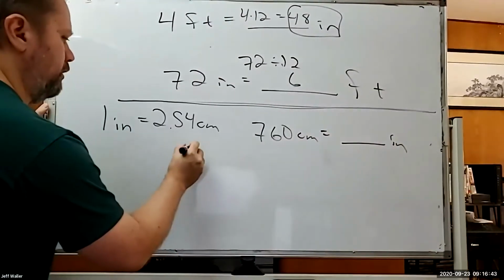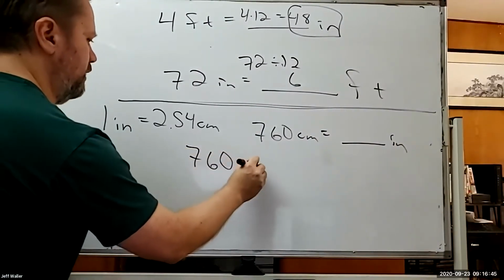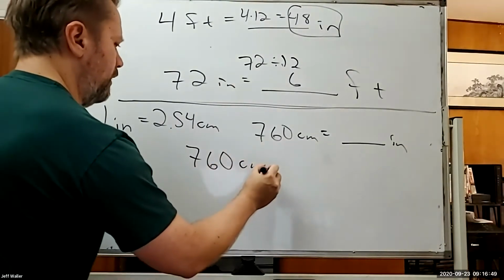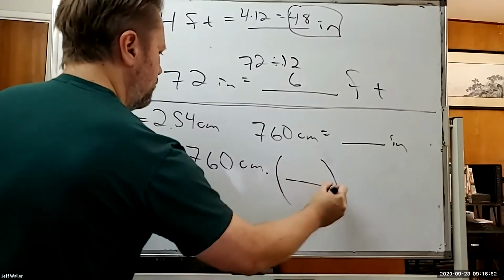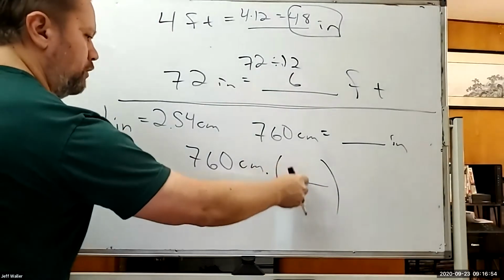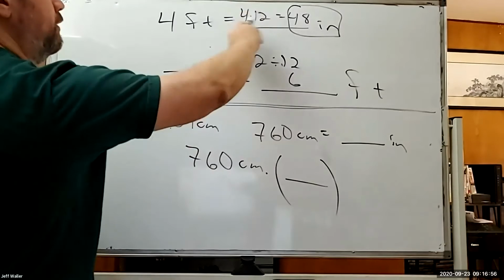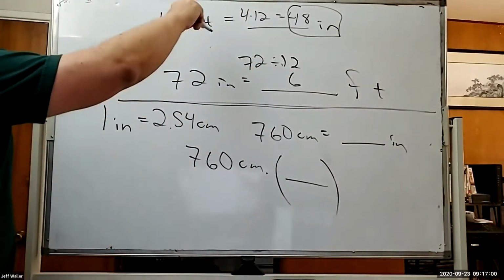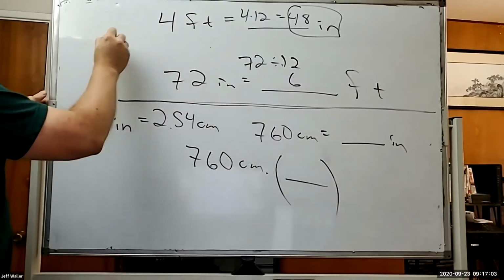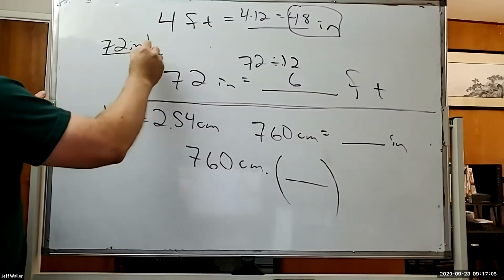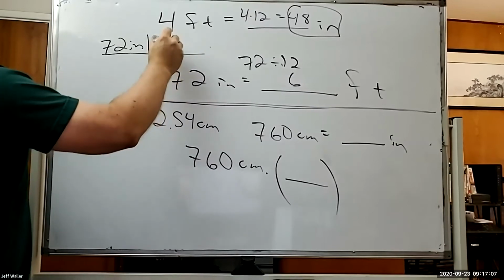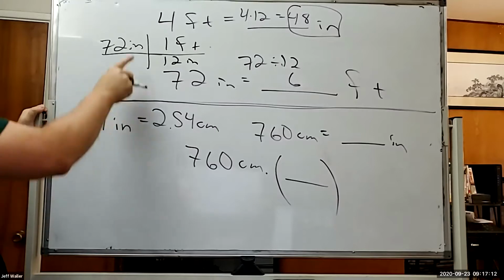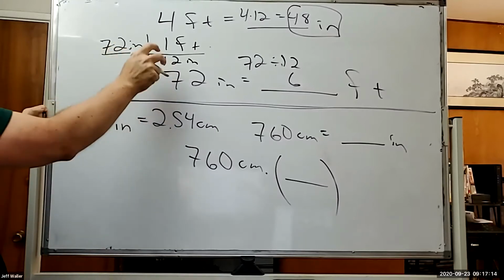So let me put down here where I am, 760 centimeters. Now watch, this is kind of cool. I want to multiply by some conversion thing here. Up here, if I have 72 inches, what we really did was multiply by 1 foot for every 12 inches. So this means 72 divided by 12.